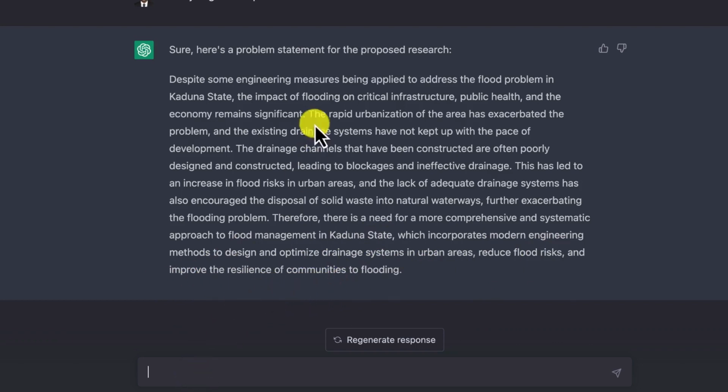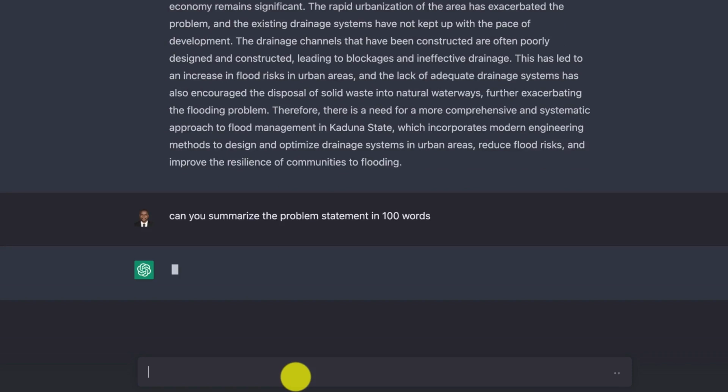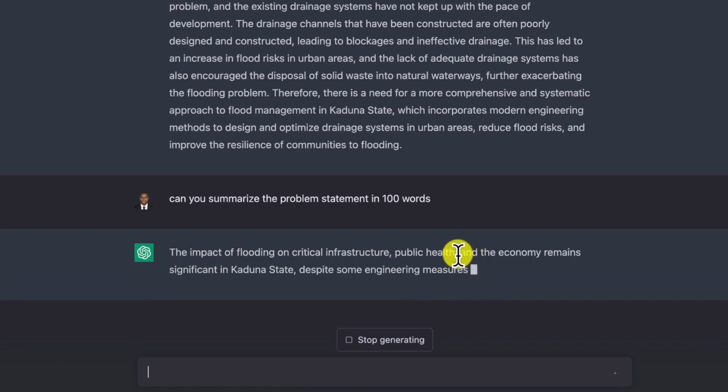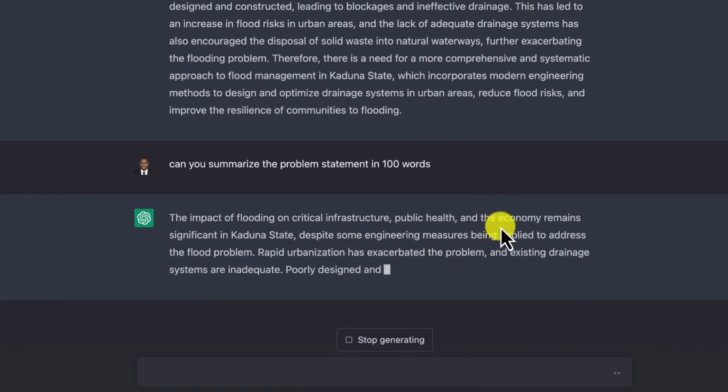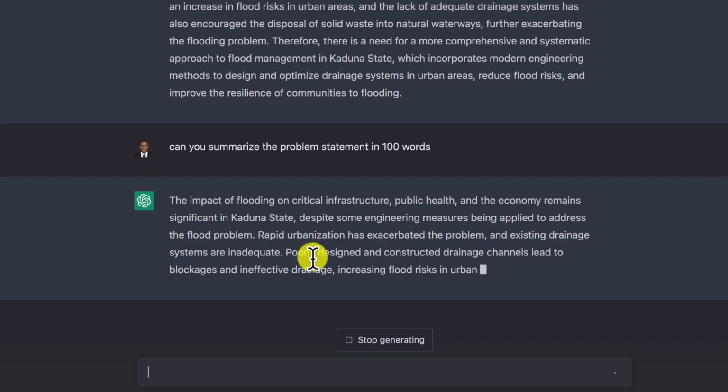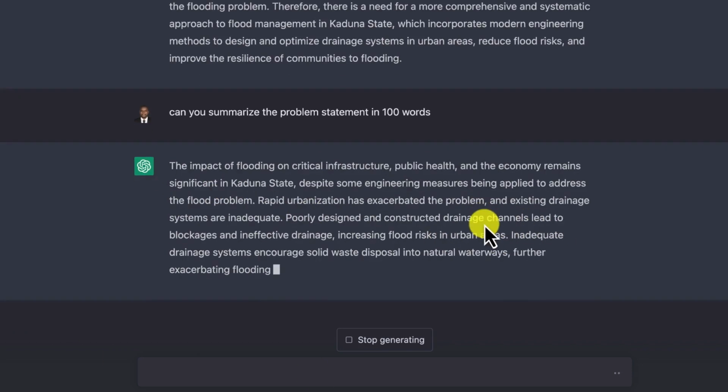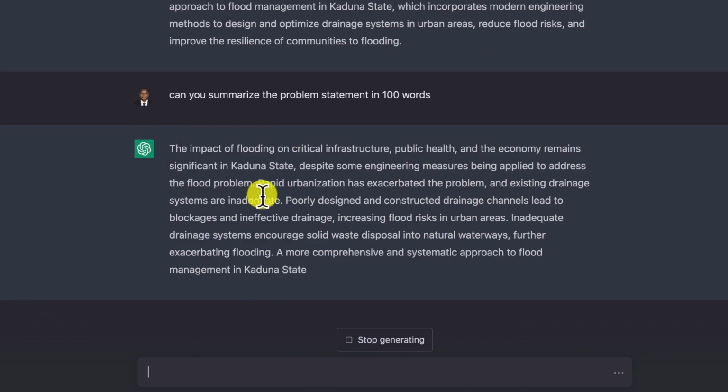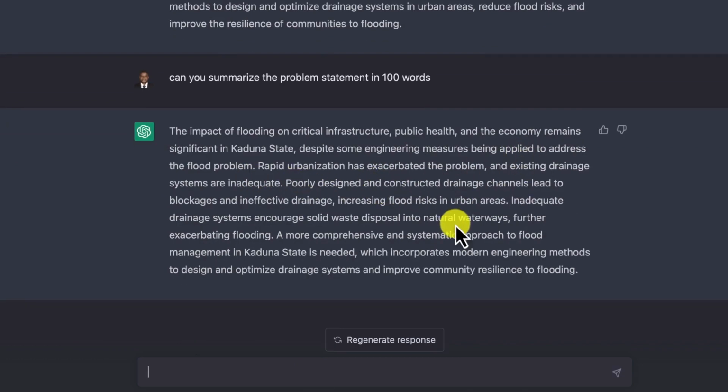So what we are going to now ask it to do is, can you summarize the problem statement in 100 words, for example? And you can see, just to show you how to relate with ChatGPT and how powerful it is. The impact of flooding on critical infrastructure, public health, and the economy remains significant. Despite some engineering measures being applied to address the flood problems, rapid urbanization has exacerbated this. And it is 100 words or less, it cannot go beyond 100.